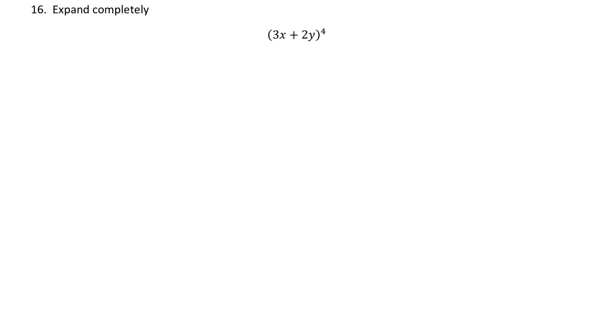Now question 16 is from section 8.6. We need to expand using, I'm going to use Pascal's triangle. So if the exponent is 4, we need the fifth row of Pascal's triangle to get the coefficients for the expansion. So there's row 3, there's row 4, and there's row 5. So these are the coefficients.